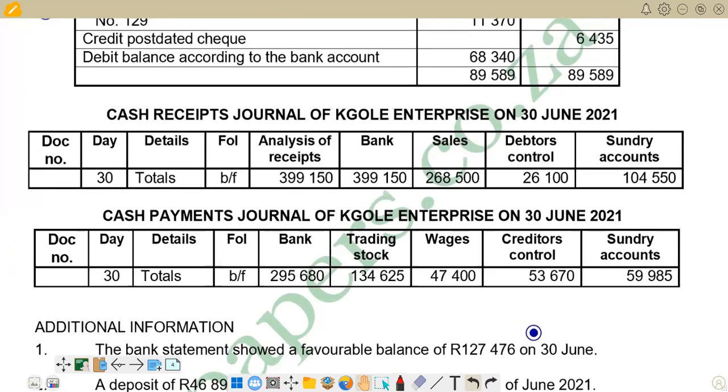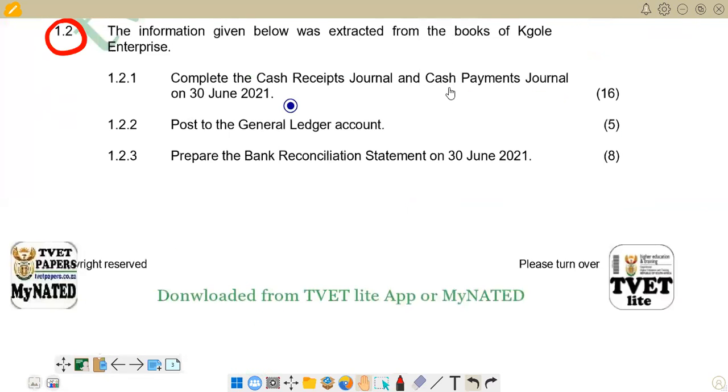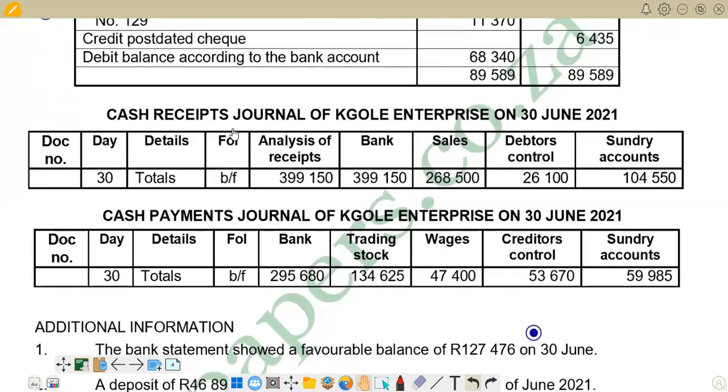Remember, the question requires us to prepare the cash receipt journal and cash payment journal in the first part. So for us to prepare those journals, we need to start with the opening balances. We're going to start with the cash receipt journal and post the opening balances that we are given. The opening balance for bank is 399,150. For debtors control, we are going to start with 26,100. And for sundry accounts, we are going to start with 104,550.